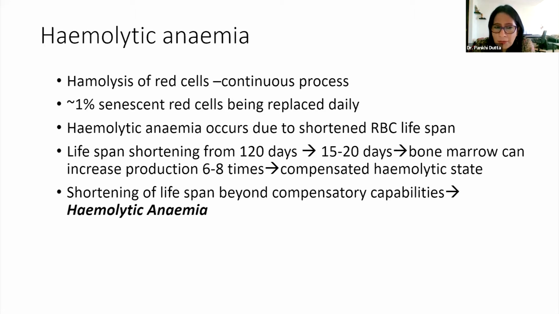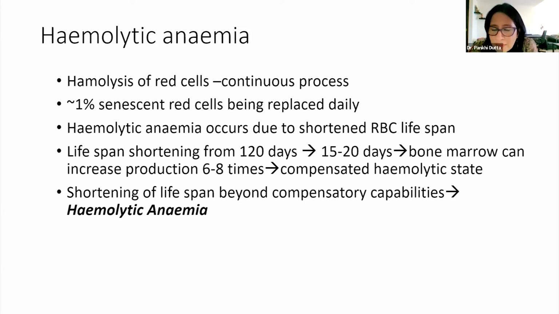So, the normal lifespan of RBCs is average of about 120 days. And if the lifespan becomes shortened, the bone marrow can increase production of red cells by even 6 to 8 times, provided everything is okay. Nutritional status is good, the marrow is healthy. So, a lifespan shortening of red cells from 120 days to as short as 15 to 20 days also may not lead to any anemia. There will be hemolysis, but that would be a compensated hemolytic state.